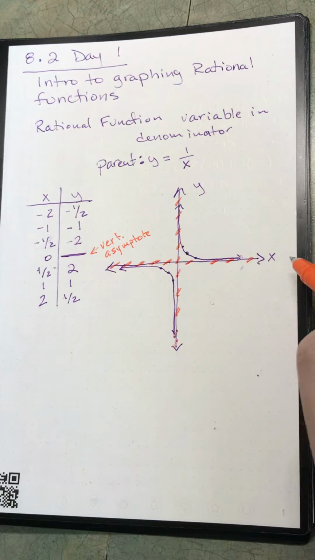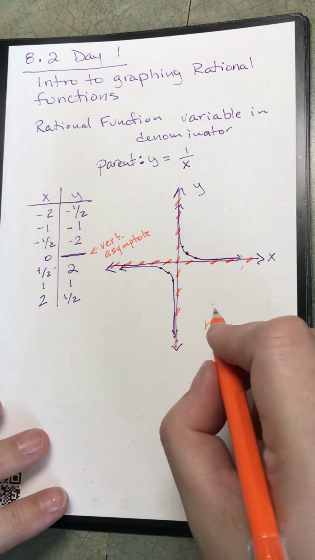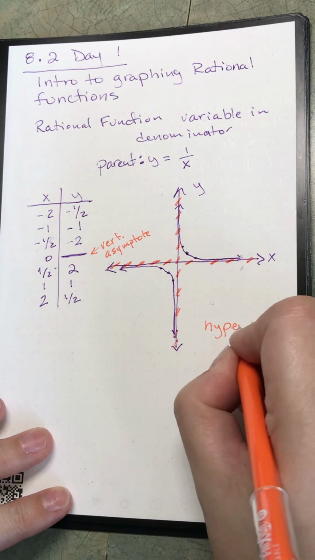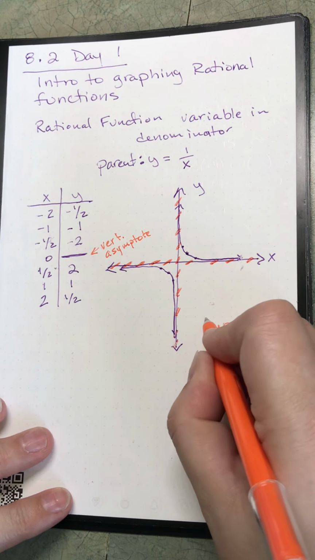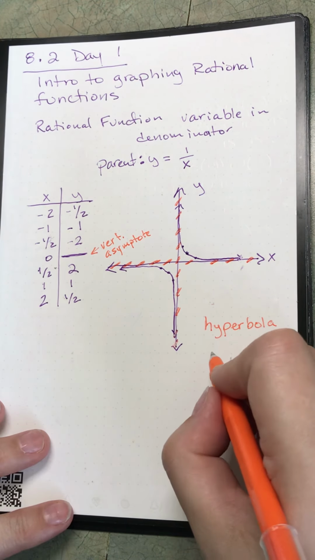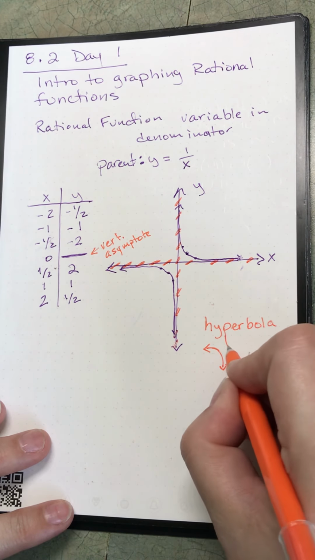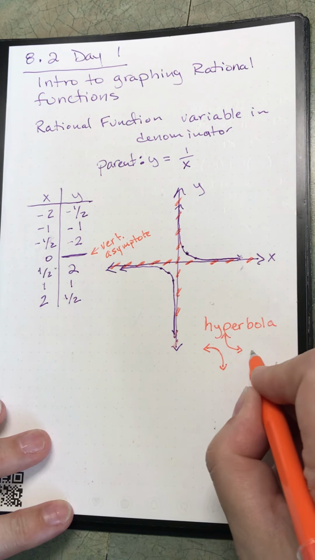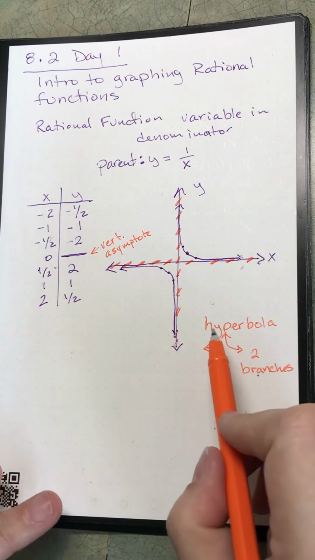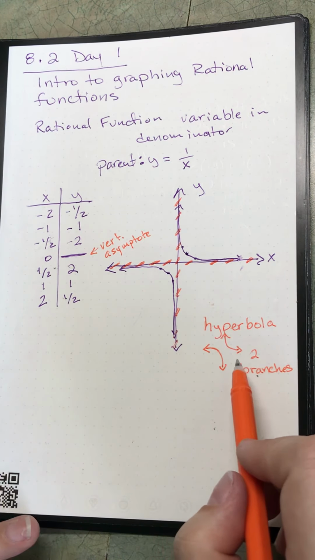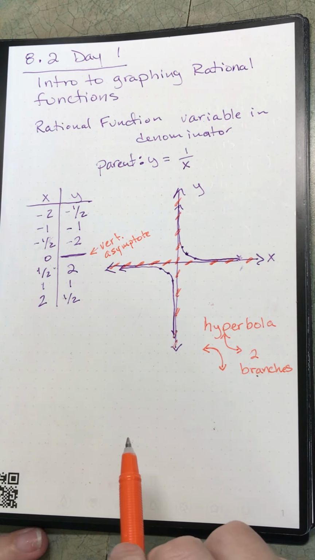The shape of this graph is called a hyperbola. I almost said hyperbole, going back to when I used to teach English. No, it's a hyperbola. And it's just this general shape like this with two branches. Okay, so the whole graph is called a hyperbola. Each of these pieces of it is called a branch.